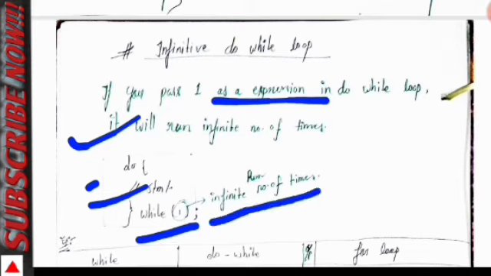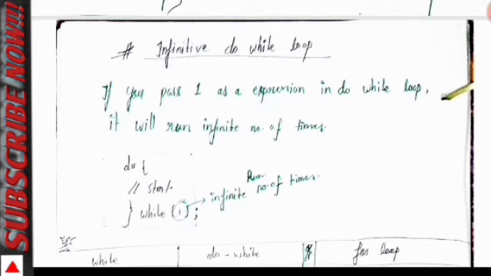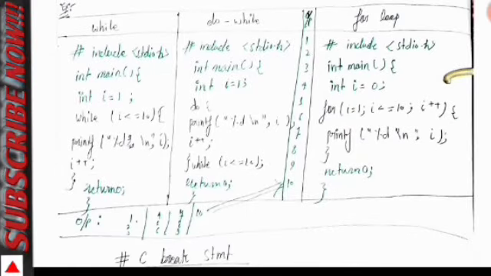So it is run infinity number of times. And for example of the while, do while and for loop. So first, using of the while loop. Here the example is given.